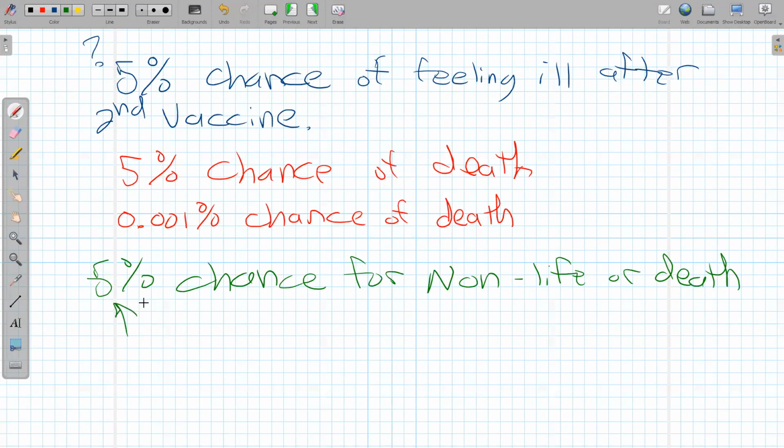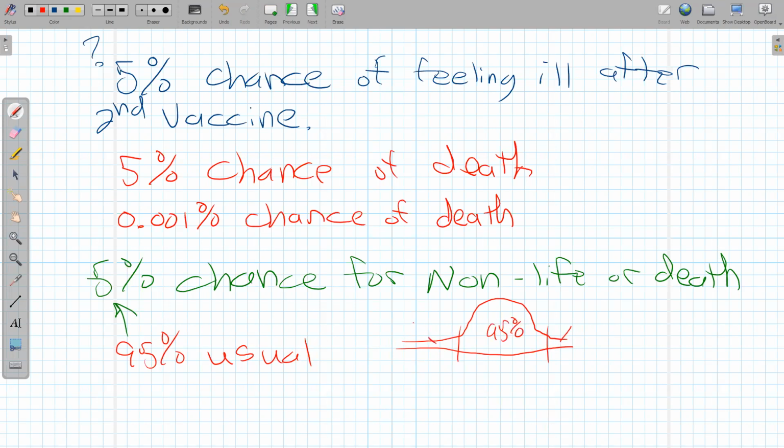And that 5% right there kind of comes from the 95% rule. 95% is the usual things, and outside of that 5%, that's the unusual stuff. And sometimes when we're talking about that 95%, so far, we put the 95% in the middle, which means the 5% had to be split into the tails. So it could be 2.5% on either side.